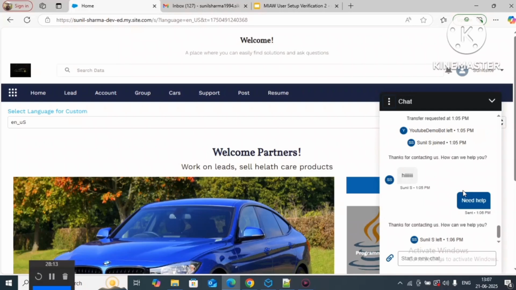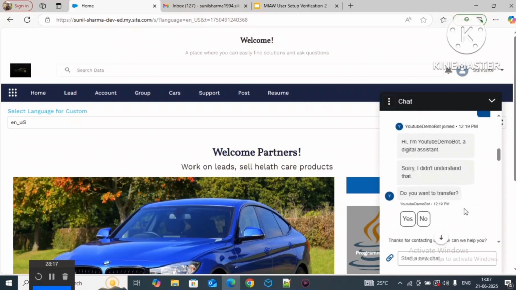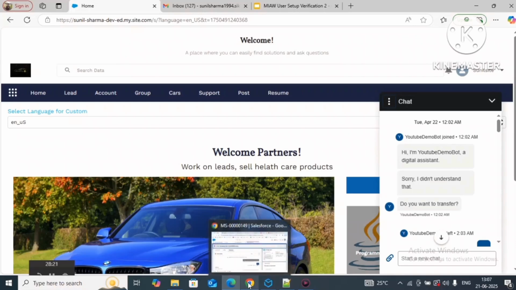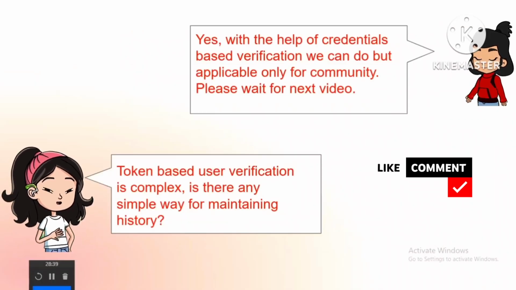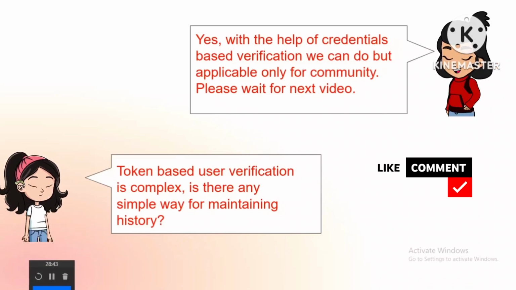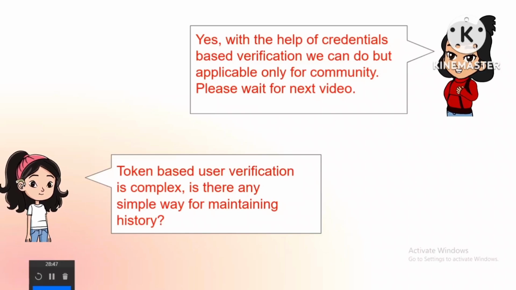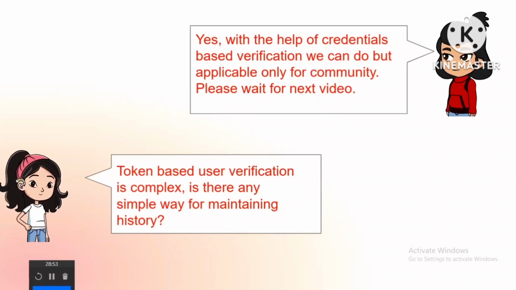Okay, now this is the entire setup for user setup verification in the community site. Token-based user setup verification is complex. Is there any simple way for maintaining history? Yes, with the help of credentials-based verification we can do it, but it is applicable only for community. Please wait for the next video.